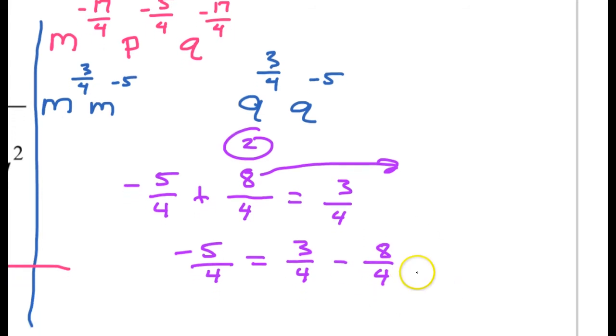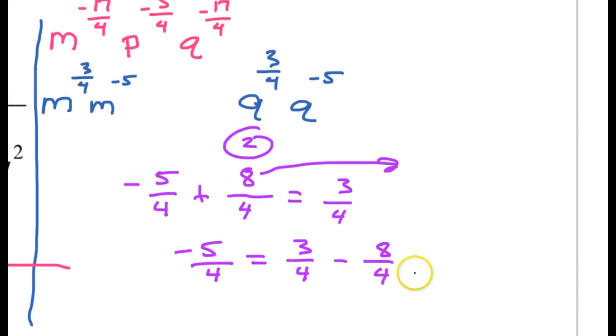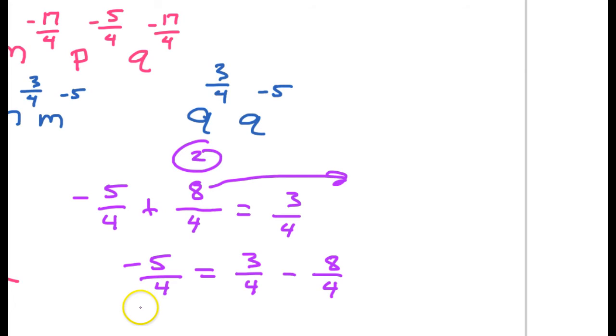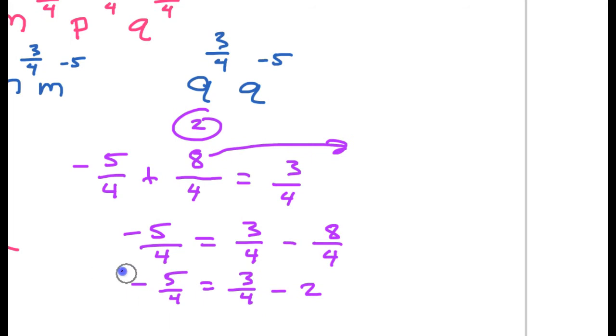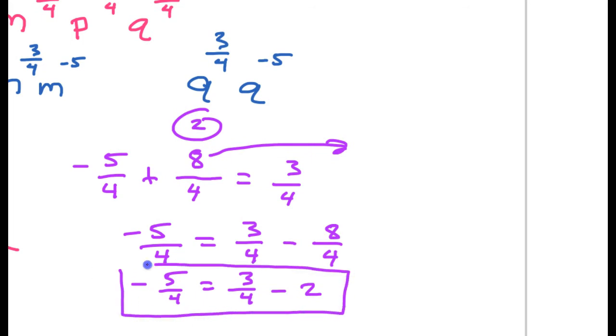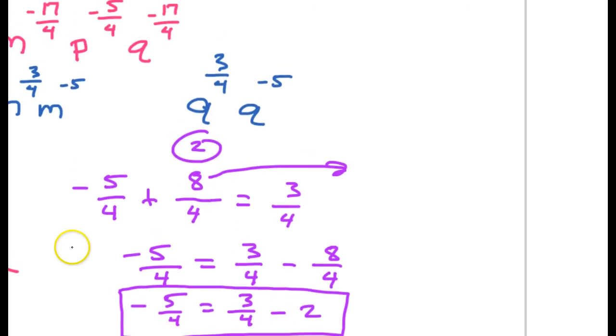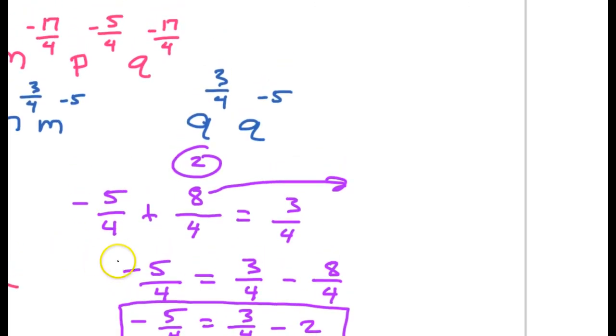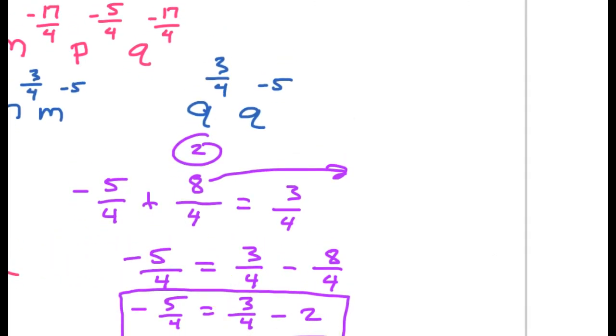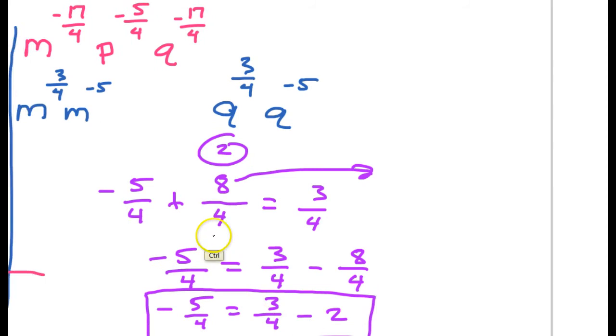Oh yeah, one more thing. So this is the same thing as negative 5 over 4 is equal to 3 over 4 minus 2. Right? 8 over 4 is 2. So this is the fact that we will use to rewrite the p expression. Trying to get it all on the screen.